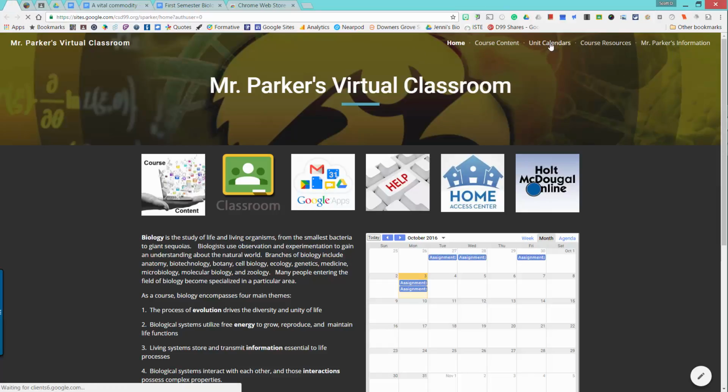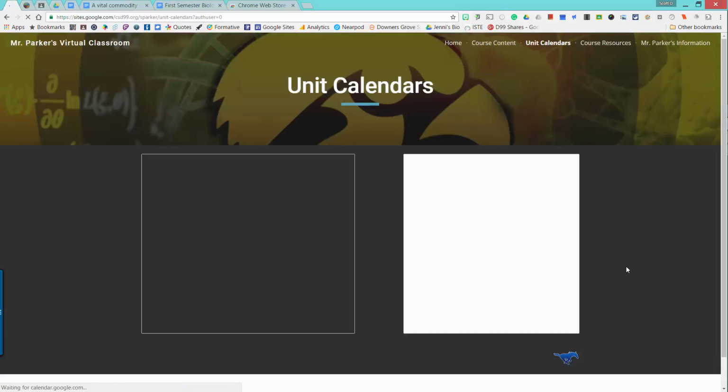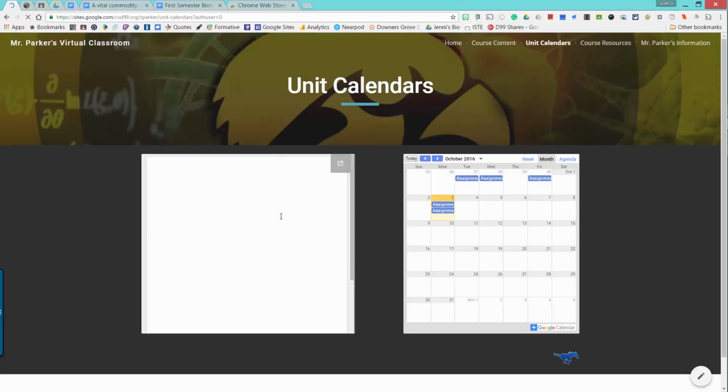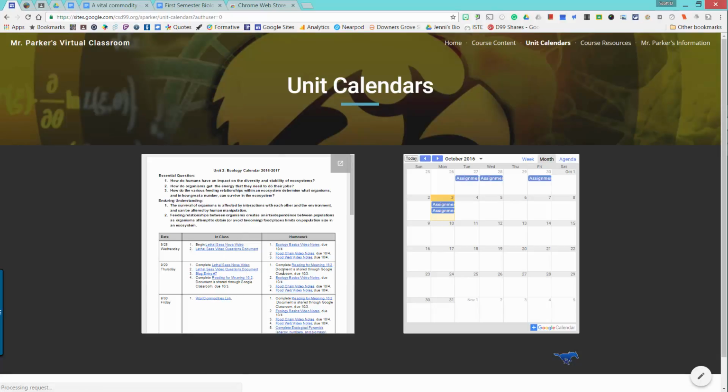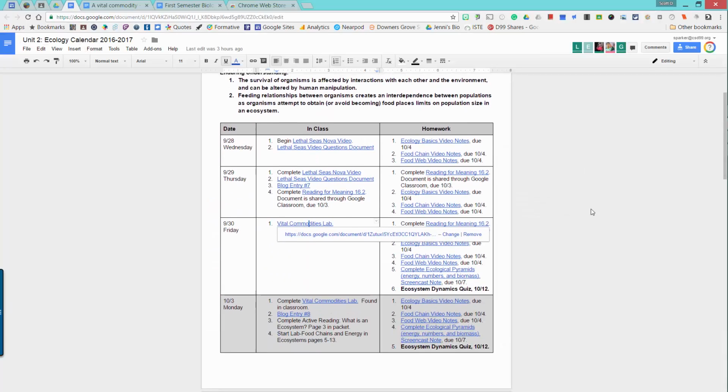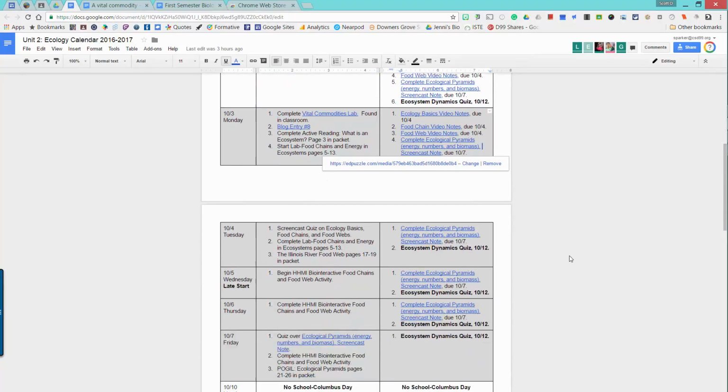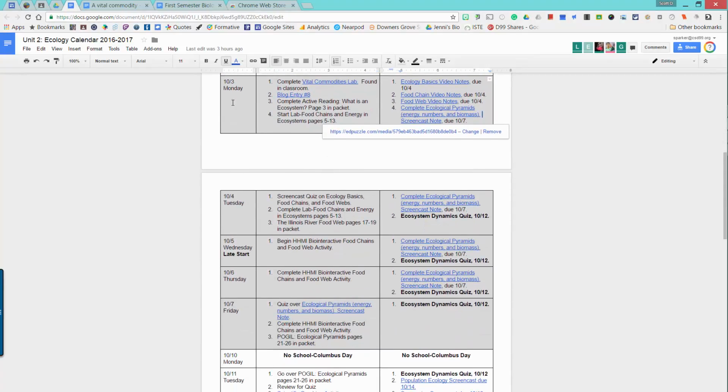But the main one is the unit calendars, and this is where you have access to what your son or daughter is doing in class. If you go ahead and click on this and open it up, you'll have an idea what we're doing. So you can see this week in class, starting on October 3rd, today, Monday, we're going to be finishing up a lab that we started on Friday, wrapping it up, and then doing some activity in class. And we're moving into food chains and food webs, the ecology unit.